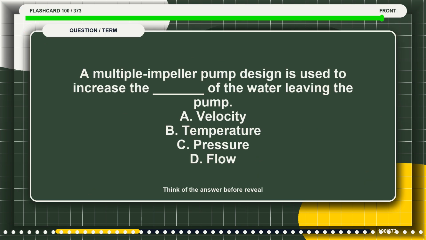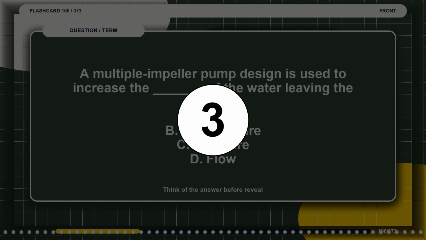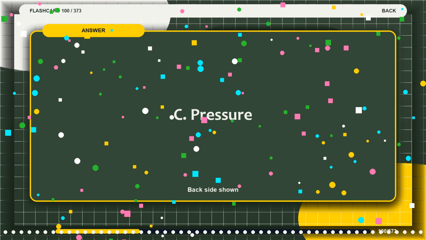Flashcard 100. A multiple impeller pump design is used to increase the blank of the water leaving the pump. A. Velocity. B. Temperature. C. Pressure. D. Flow. Think of the answer before the reveal. The answer is C. Pressure.